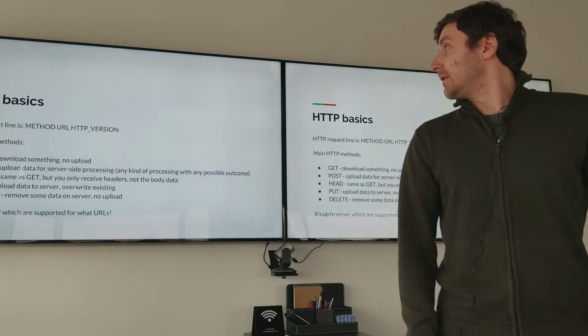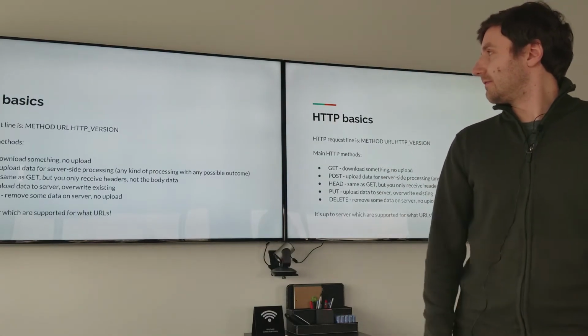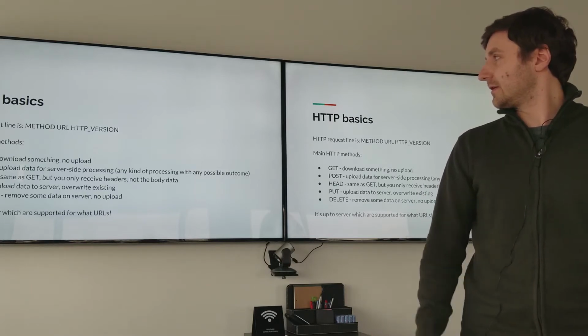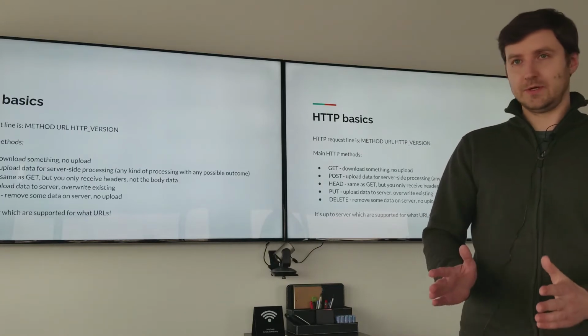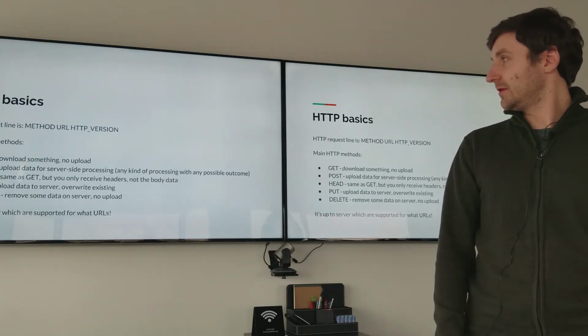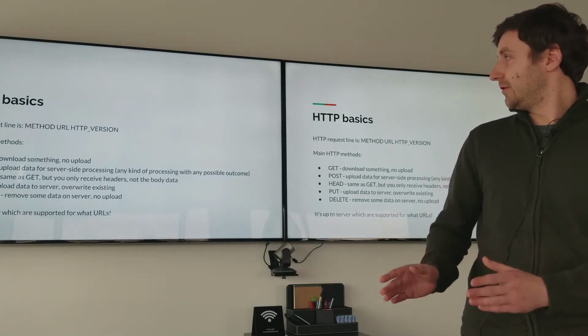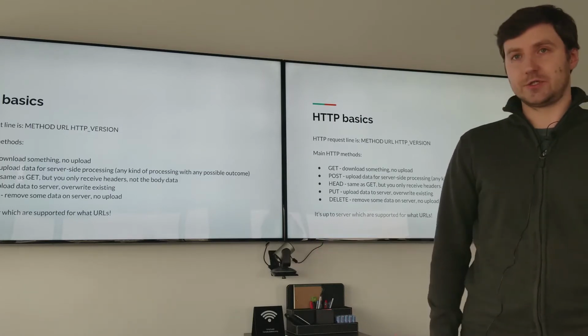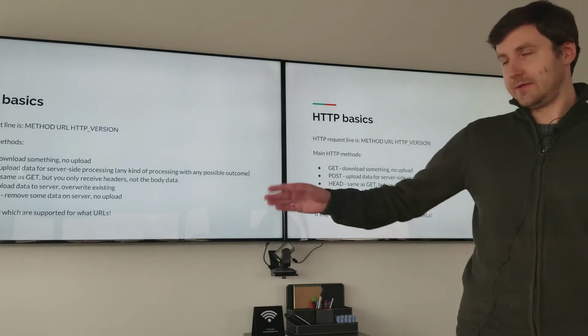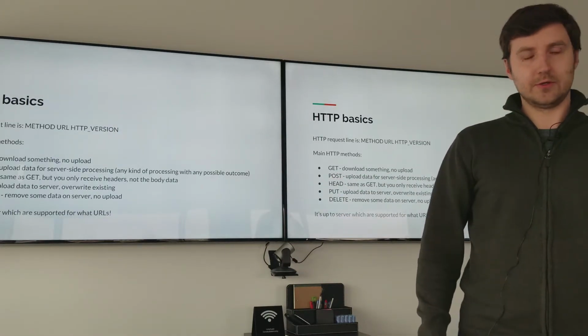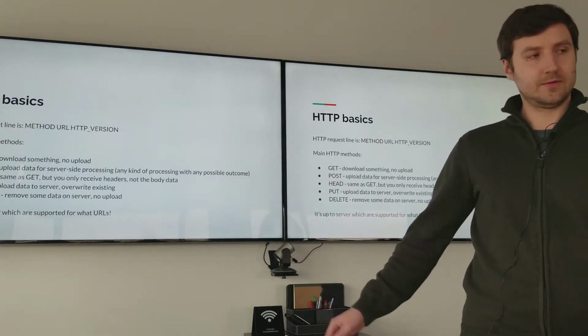Right. So let me define what the request line is. It begins with one word, which is called the HTTP method, then you have a URL, and optionally an HTTP version at the end. So you type a line like GET, then the URL you want to download, and that's already the request line.